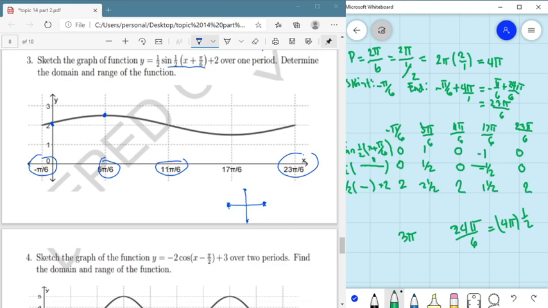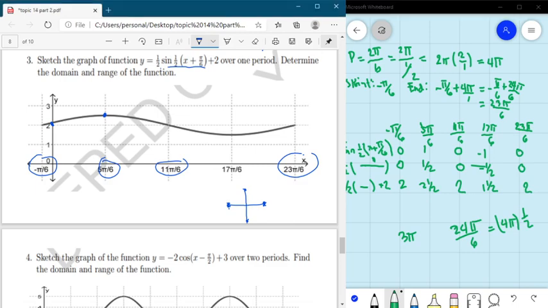Okay, so at 11 pi over 6, it goes to 2. Then we have negative 1 and 1/2, and we have 2. Okay? So, therefore, in this case, your domain has no restriction, nothing that makes it undefined. So, therefore, your domain is the set of all real numbers.